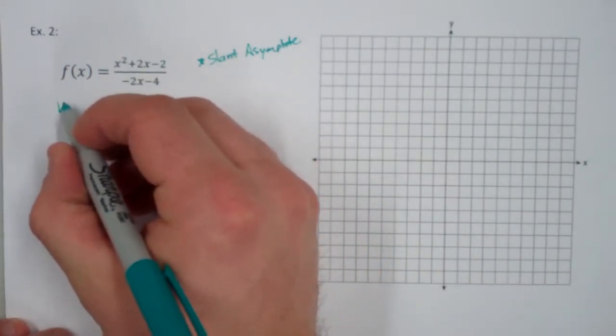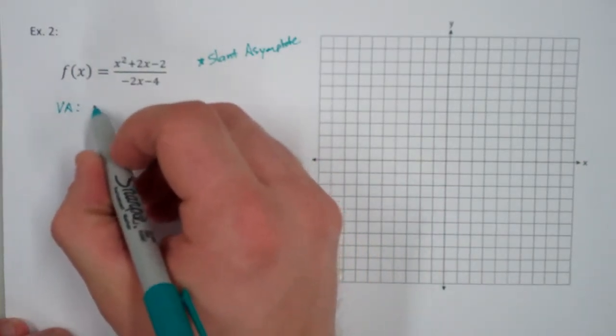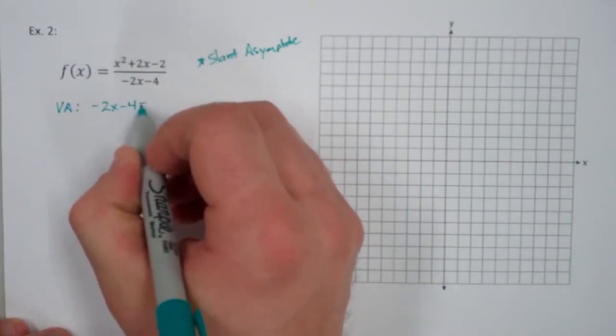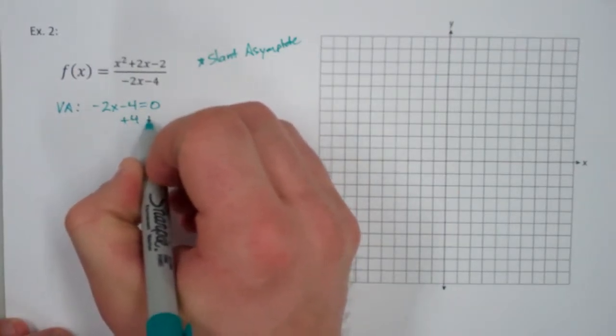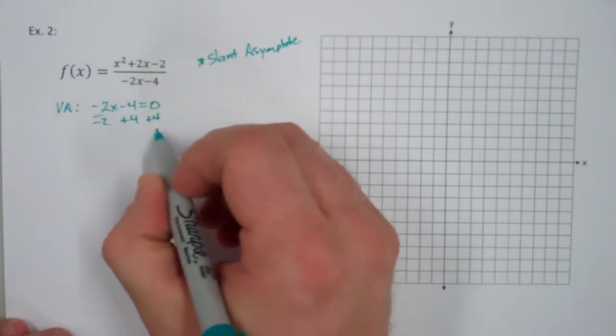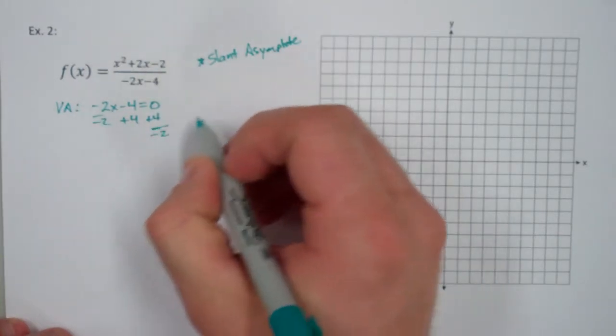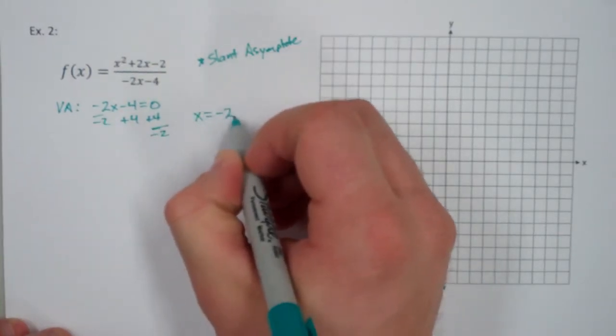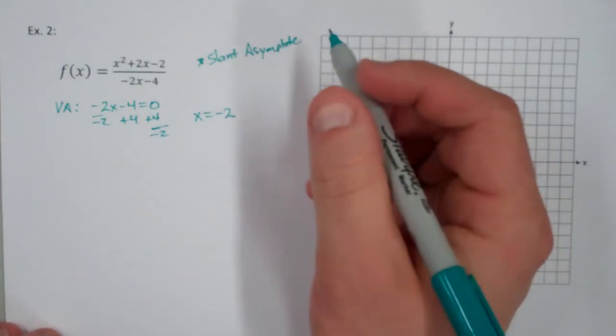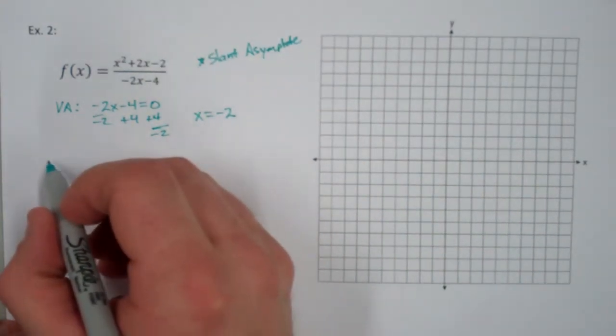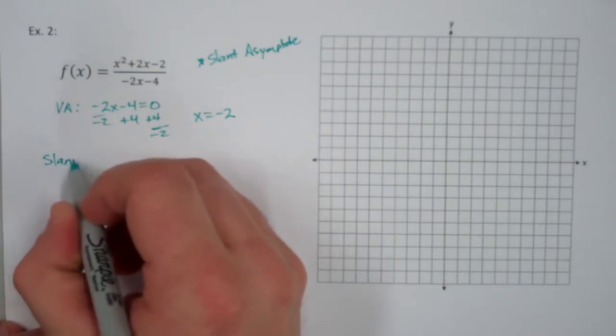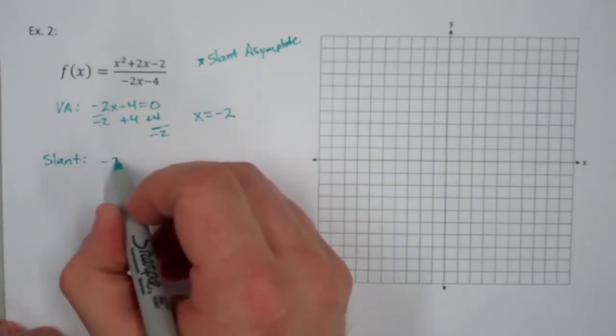But we will have a vertical asymptote, and that is where the denominator is equal to 0. So we'll add 4 here, and then we'll divide by negative 2. So 4 divided by negative 2 is negative 2. That's our vertical asymptote. To find our slant asymptote, we'll do a little polynomial long division.